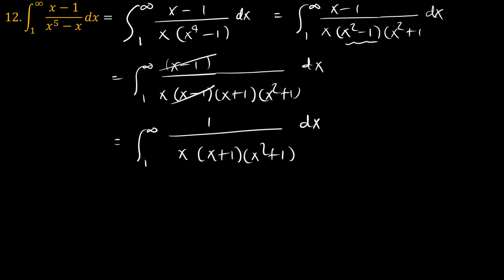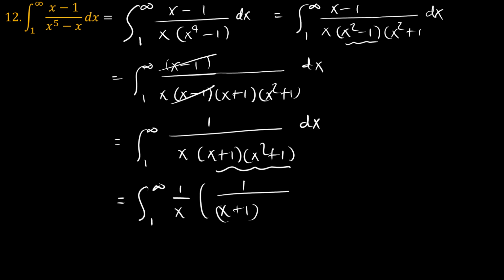We may now want to express the integrand in partial fraction form, and how I would want to do it is to focus on these two parts first. So I would pull 1 over x out and then say, okay, I have 1 over x plus 1 times x squared plus 1. So let's express this as a partial fraction.